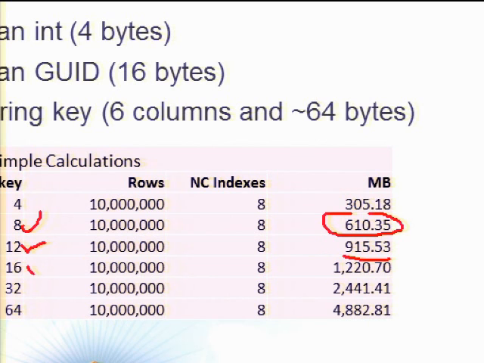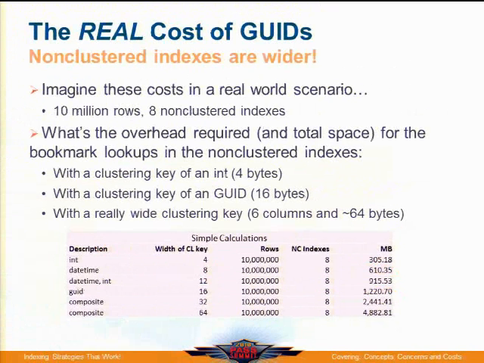And 16, we're looking at 1.2 gig just in the lookups of just the keys in just the non-clusters, just the internal overhead that SQL Server requires. I'm not even necessarily talking about how the indexes are being used and what you're doing with the indexes. I'm talking about just the internal overhead. And then again, people argue, well, 300 meg, 1.2 gig, that's not so bad. So I decided to say, okay, that's only 10 million rows, 8 non-clustered indexes.